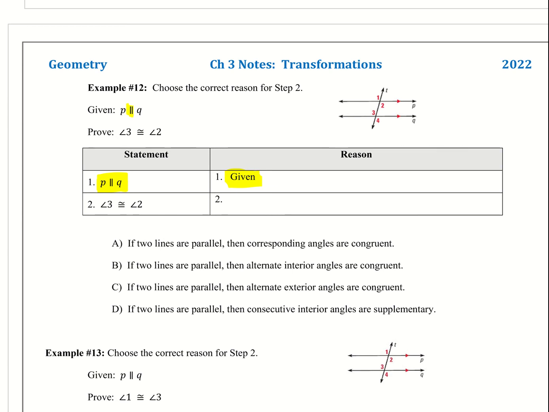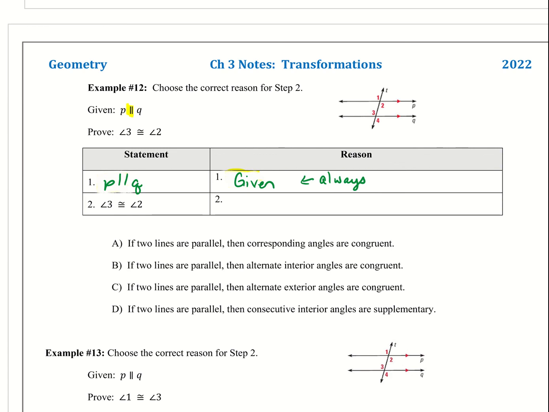It might look like this to start off with on your homework. And what you're going to do is write the given statement here. You're just kind of duplicating that down. And the first reason is always given. That's always going to be true. So these should be 2 nice easy points for you on your homework.